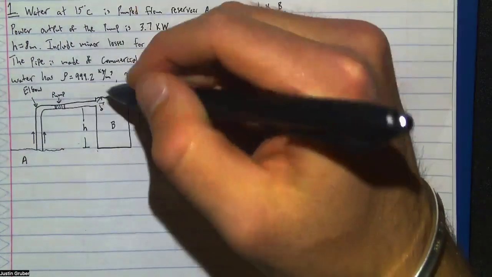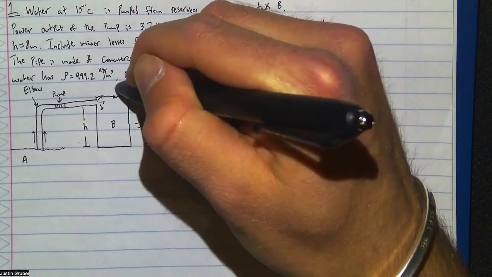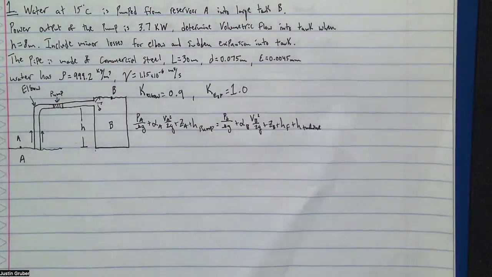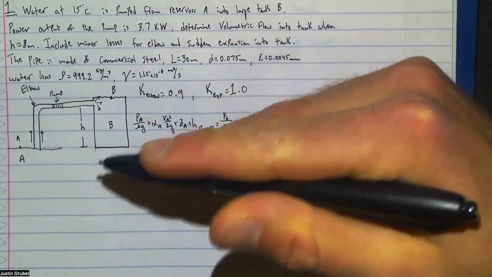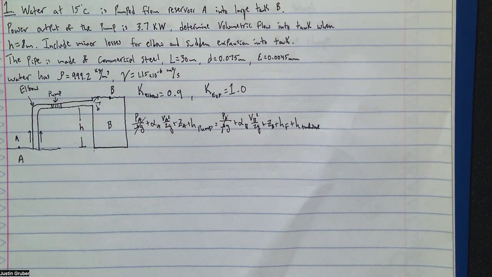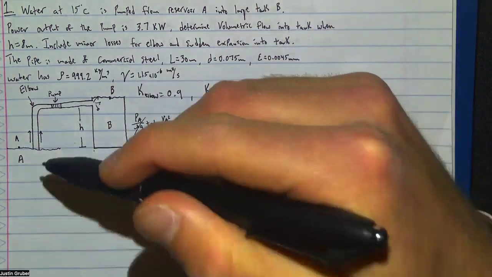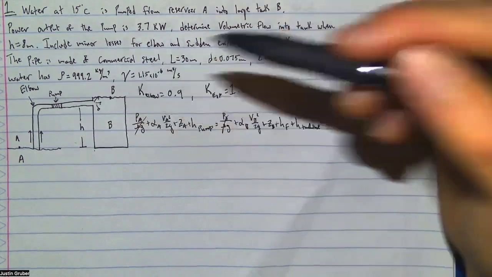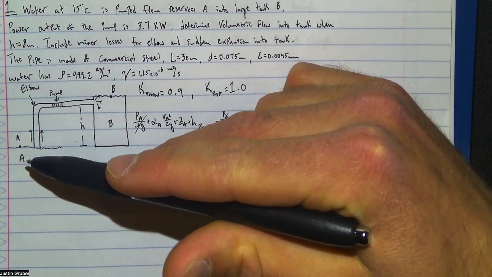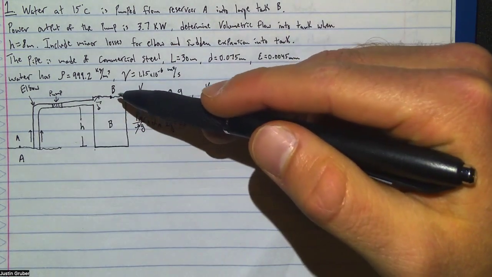So this is point B up here. We'll call that point A right there. Point A and point B are both open to atmosphere, so we can take gauge pressures and cancel out those pressures. We can also say the velocity at A and the velocity at B are both zero, because we're dealing with a lake right here, and then a giant tank.